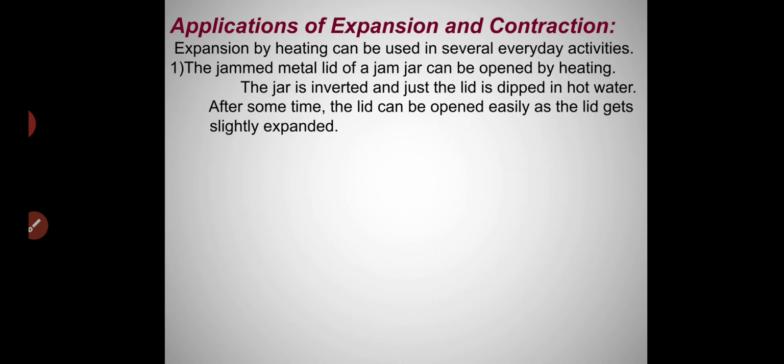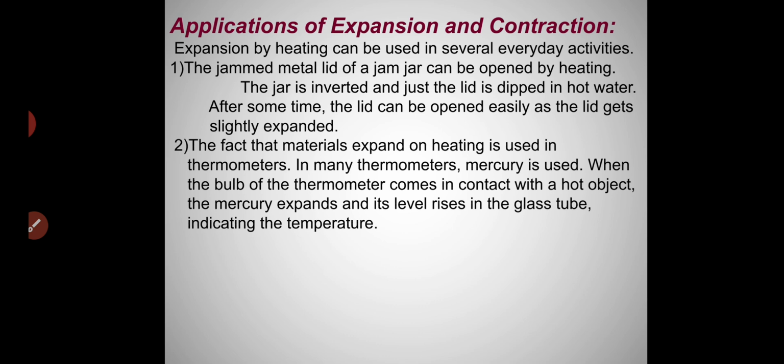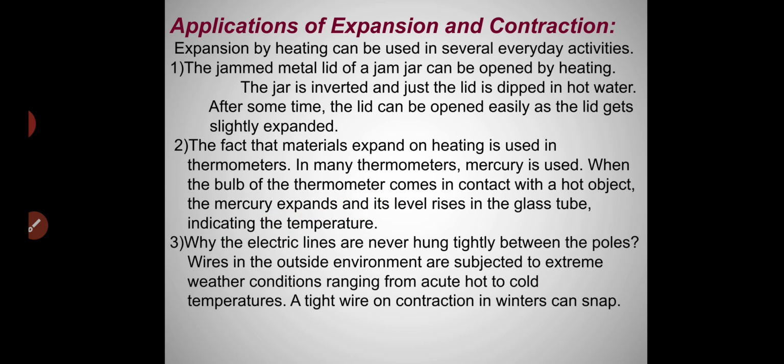Now, applications of expansion and contraction. By this, we can do something. See, the jammed metal lid of a jam jar can be opened by heating, right? If the cap of the jam bottle is tight, just heat it, it will become loose and you can open it properly. The fact that material expands on heating is used in thermometers. In many thermometers, mercury is used. When the bulb of the thermometer comes in contact with a hot object, the mercury expands. Because of that only, mercury is useful in knowing temperature.